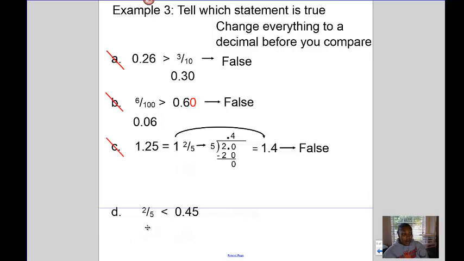And if I look here, I've got 2/5, which is 4 tenths, and we did that up here. And then I'm going to add that 0 on the end, and I know that 40 hundredths is indeed less than 45 hundredths, which means D is true. D is the answer choice that is true. So that would be my correct answer.